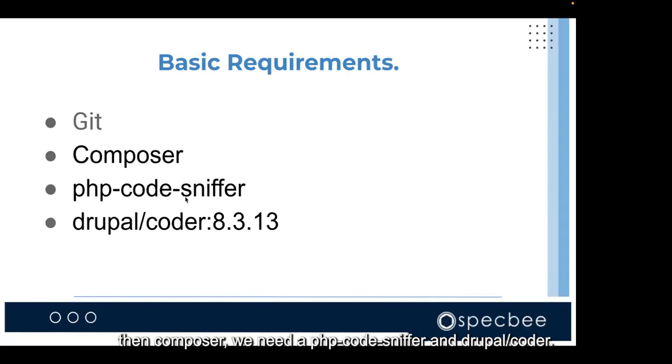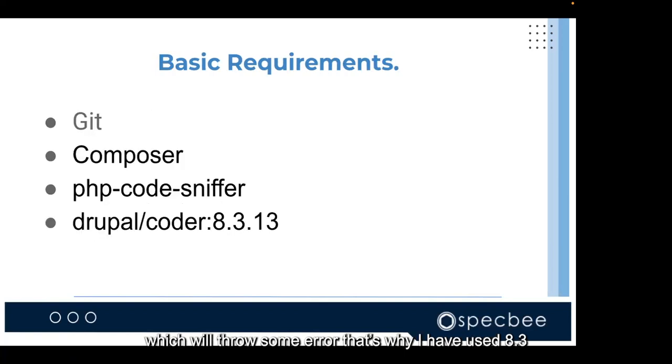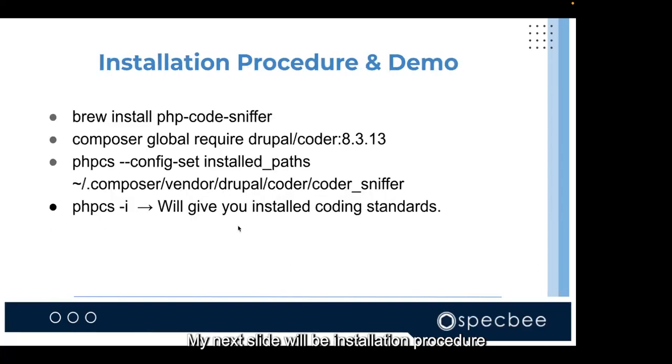we need PHP CodeSniffer, and then we need Drupal Coder. There are a lot of latest versions available for us, but 8.3 allows us to do coding checks and validations without any error. For the latest version, we have some dependencies which will throw errors. That's the reason why I have used 8.3. My next slide will be the installation procedure and then the demo.